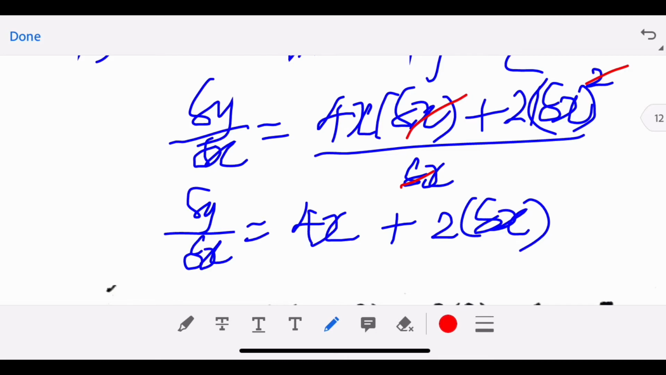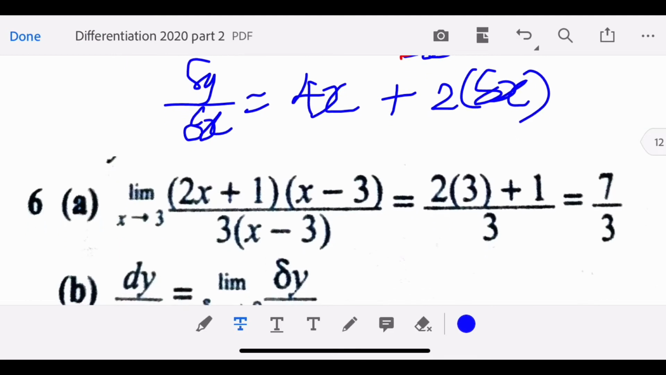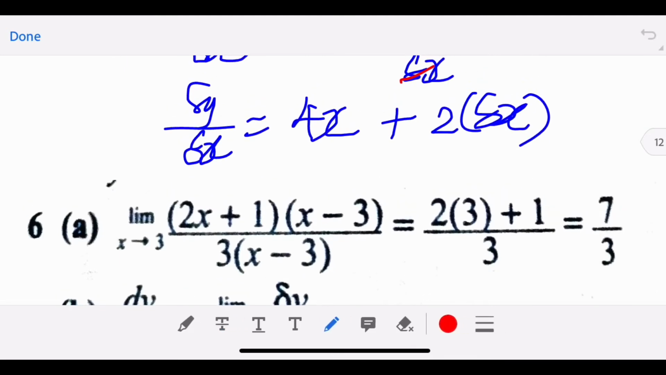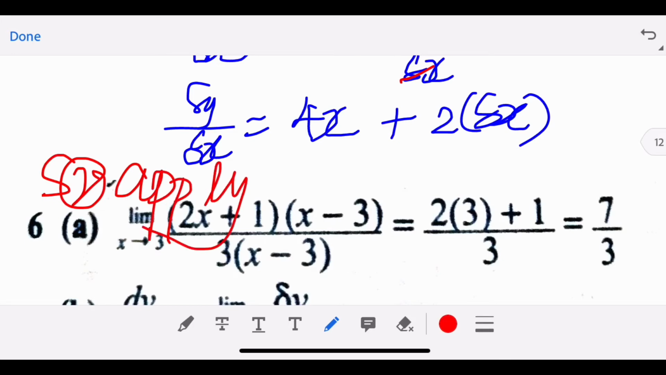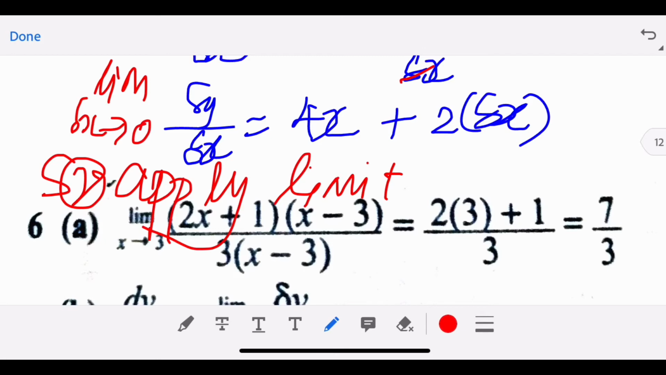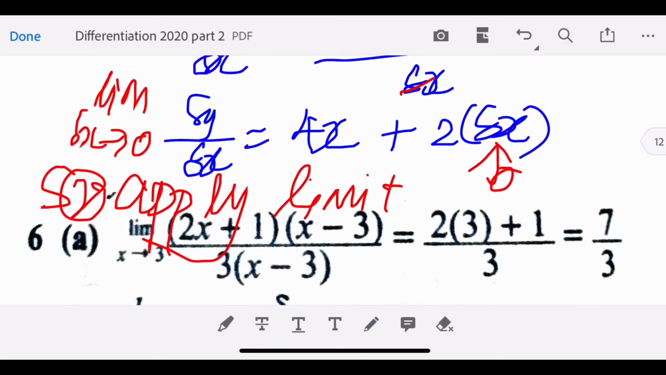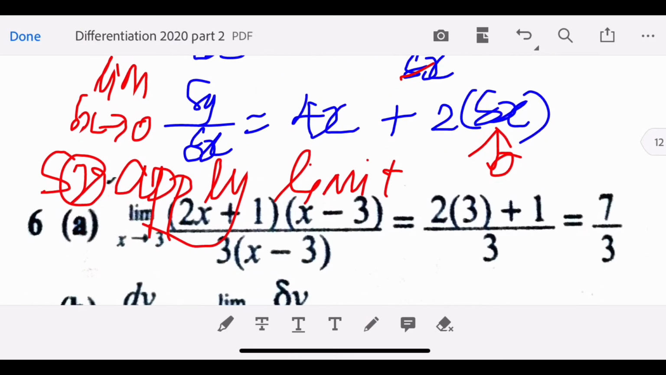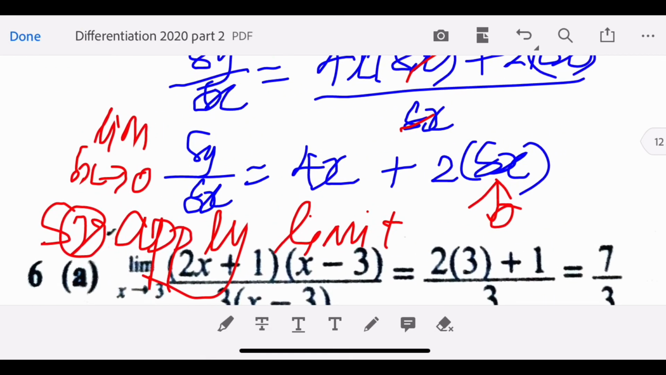The question gives you limit delta x approaches 0, right? So that means they want the delta x to be 0. So you just make your delta x 0. So delta y over delta x when limit delta x approaches 0, you will get dy dx. That is the so-called dy dx. So delta x times 2 will be 0. So that means your dy dx is actually 4x. That is the meaning.